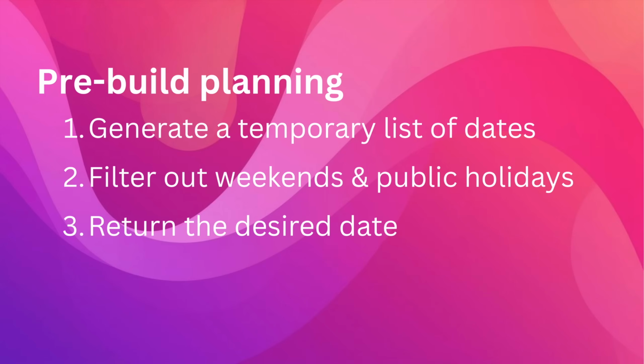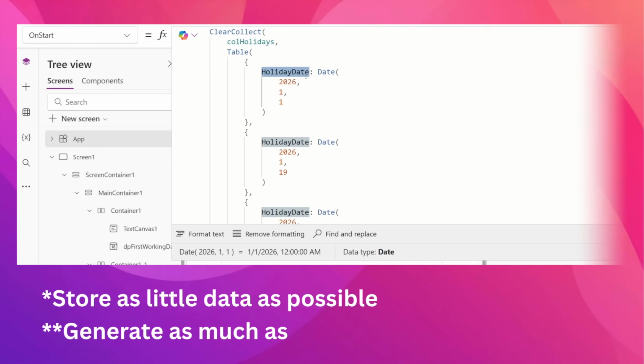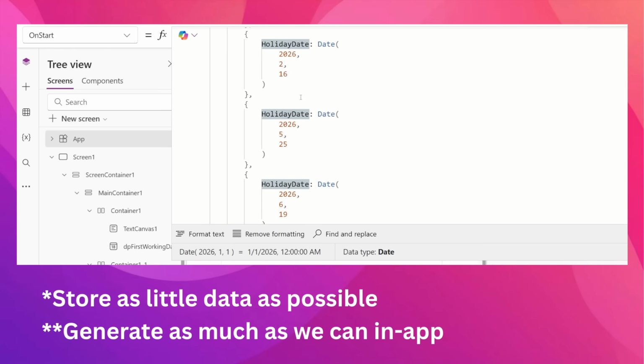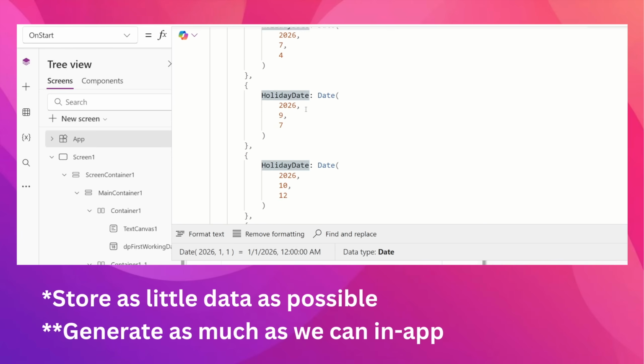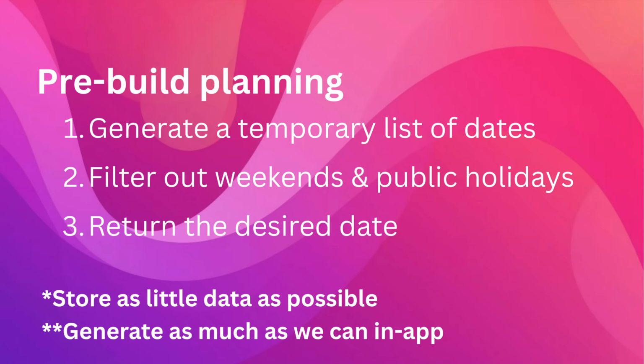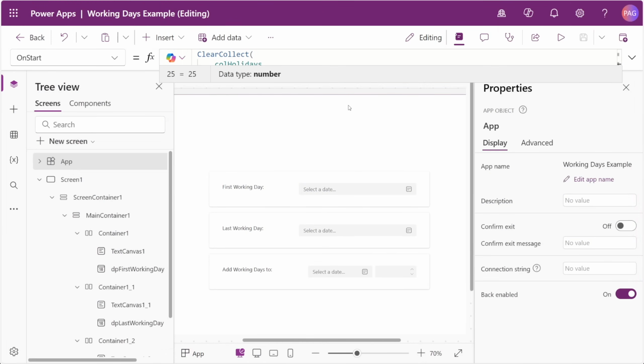The only data stored in this app is going to be a collection of holidays that contains a single column called holiday date. This could easily come from a SharePoint list or from a Dataverse table, but the important thing here is that we're only storing the public holiday dates, which could vary by country. We're not storing every single working day of the year. We'll handle that inside of our formula.